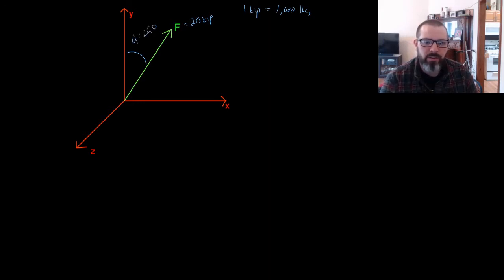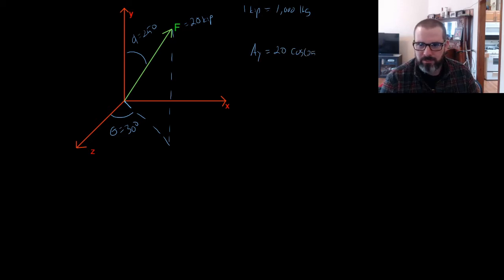And we're going to have a transverse angle measured from the z-axis of 30 degrees. Now, I can use these angles to get myself back to AX, AY, and AZ in the following way. Now, AY is pretty simple. AY is just going to be equal to the force magnitude of 20 times the cosine of 25.